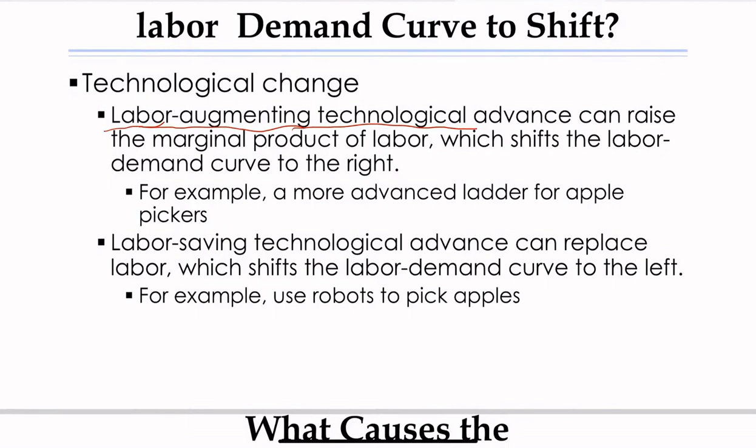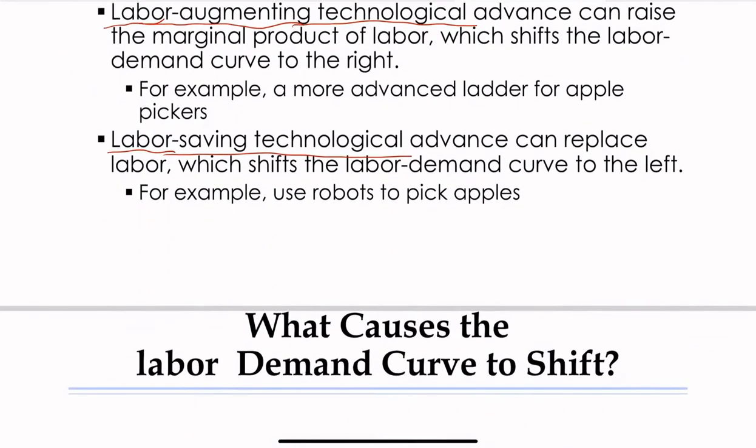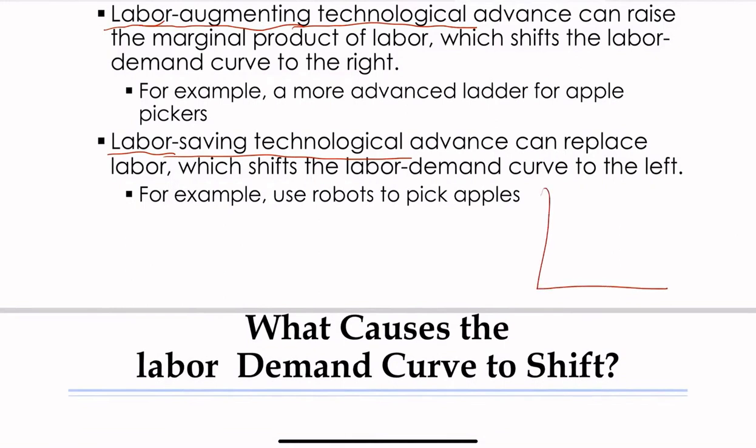The second type is labor saving technology. Right? So in this case, you can see that if you have a labor saving technology, then based on the name, this technology will actually save some labor for the firm. Or you could say this technology can actually replace labor. In this case, the labor demand curve should move to the left, right? So the labor demand curve will do something like this.